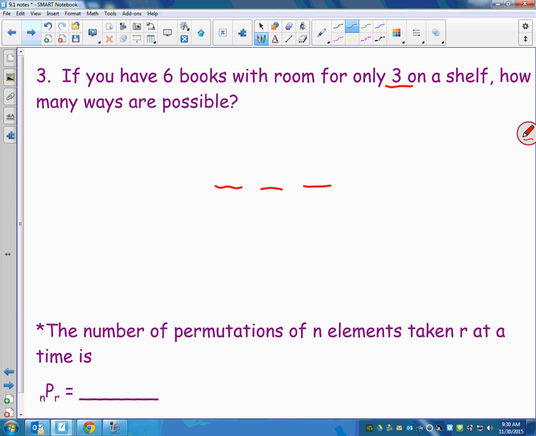But it's not 6 factorial now, and it's not 3 factorial, because I have 6 total books to choose from. For the first spot, I can choose 6 books, then I can only choose 5, and then I can only choose 4. That is not factorial because it didn't go all the way down to 1. You follow me on that? That happened to turn out to be 120 again.